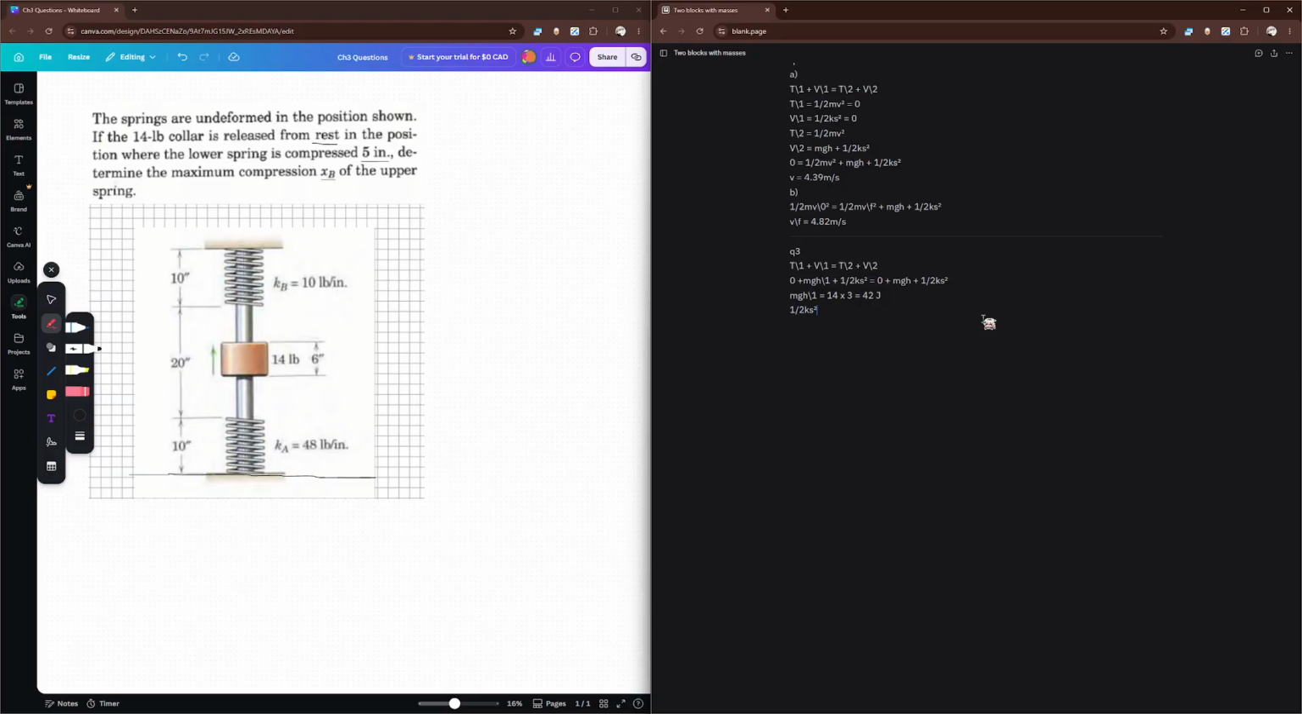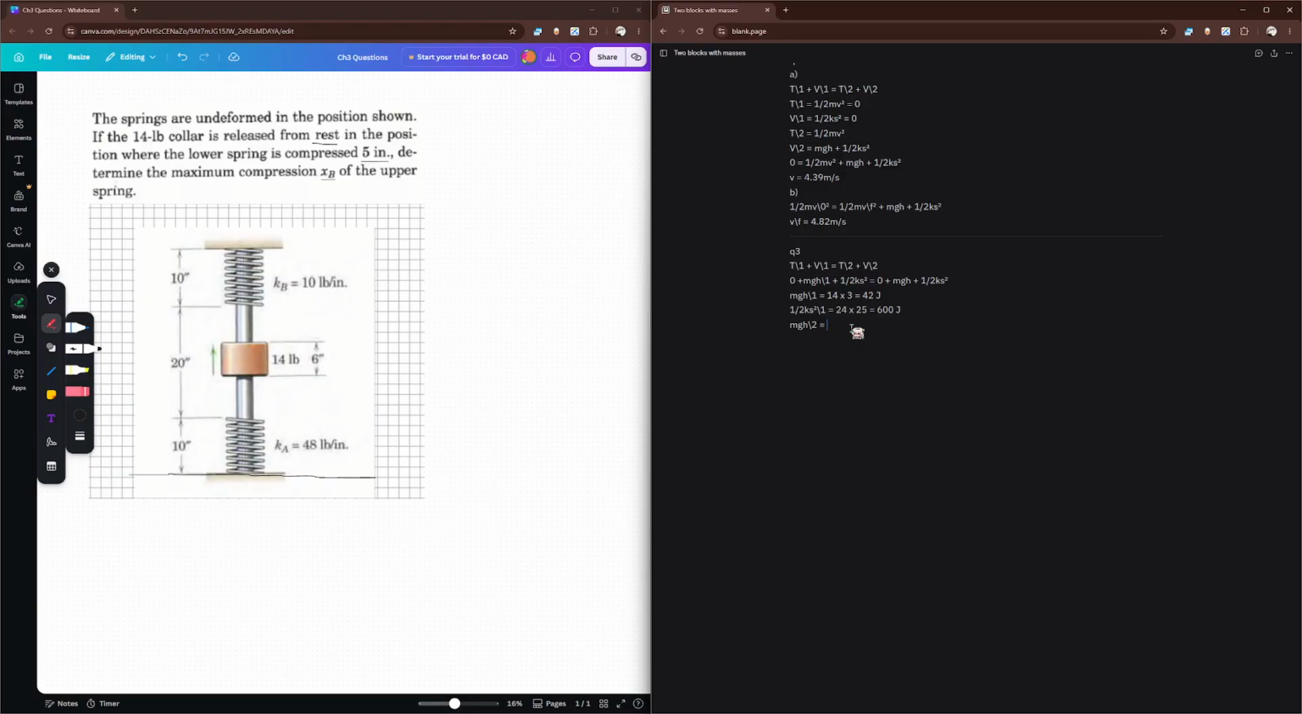And then half ks squared. The first one is just half times k, which is 48 for the bottom. So 24 times s, which is 5, squared. So 24 times 25, which is 1 less than 625, so 600 joules. And then for the second, mgh2, this is half ks squared 1.